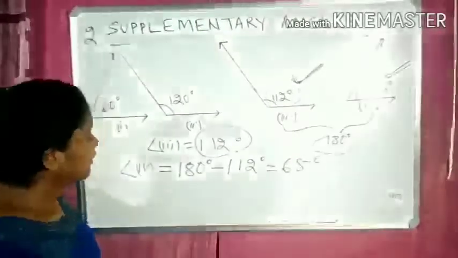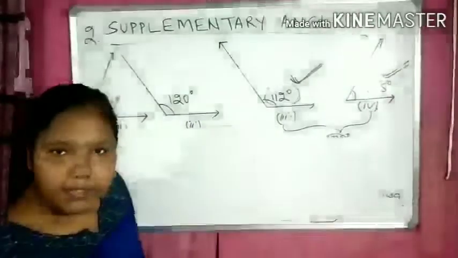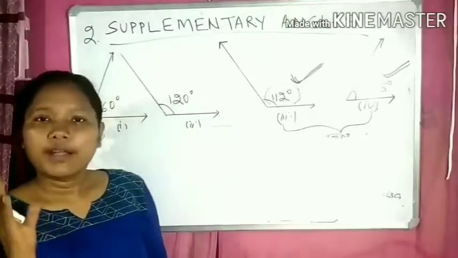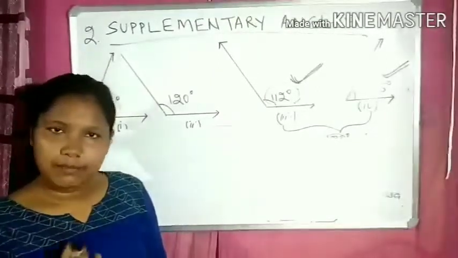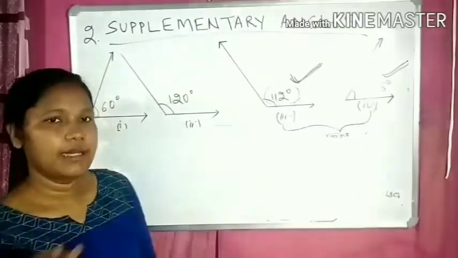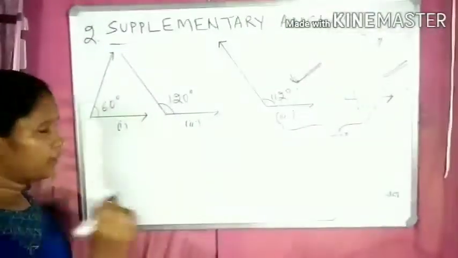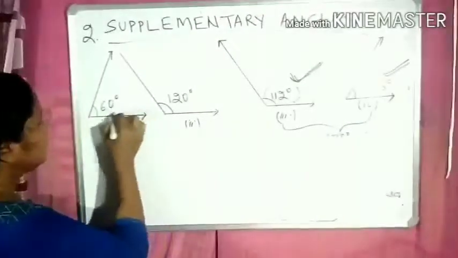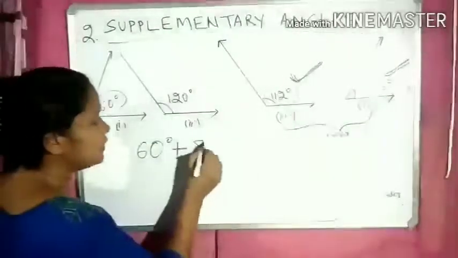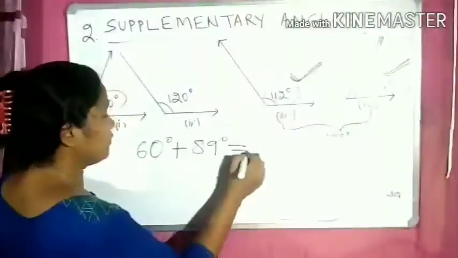Next, 3 facts are there. We have to find out, are these correct? Can two obtuse angles be supplementary? Or can two acute angles be supplementary? Or can two right angles be supplementary? Let's see. First one is, can two acute angles be supplementary? If here is 60 degrees, and I am adding 89 degrees, these are two acute angles, what am I getting?